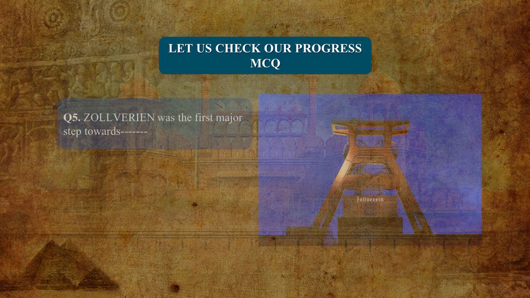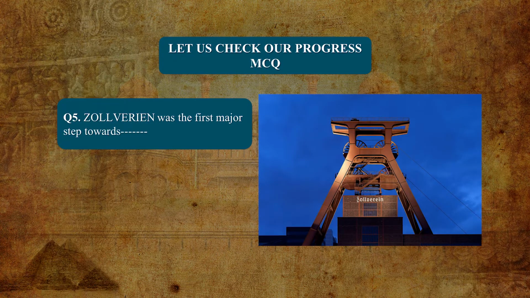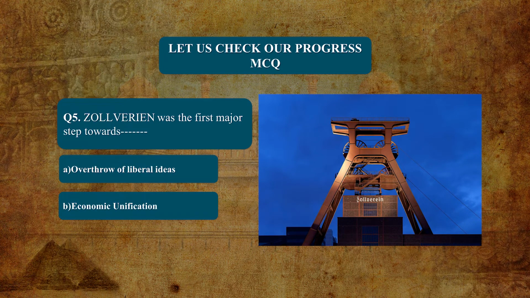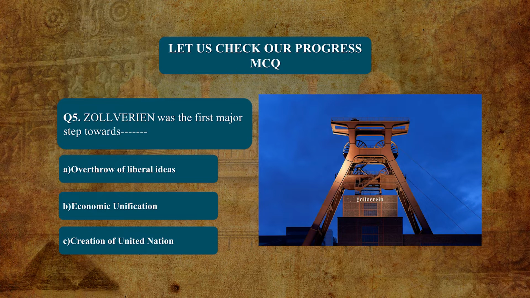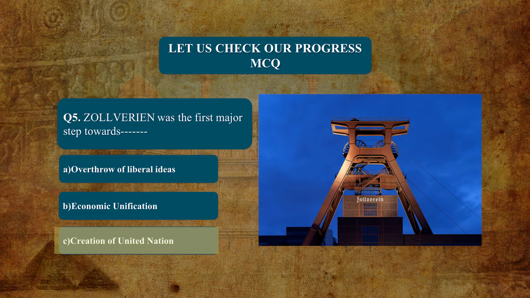Next is, Zollverein was the first major step towards A. overthrow of liberal ideas, B. economic unification, C. creation of the United Nations. And the answer is economic unification. So with this we come to the end of our MCQs.